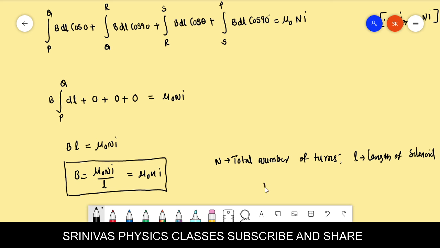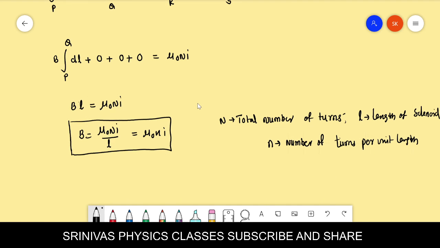And small n is the number of turns per unit length. Right? Let's go for continuation. I is what in this? Current in one turn, right?